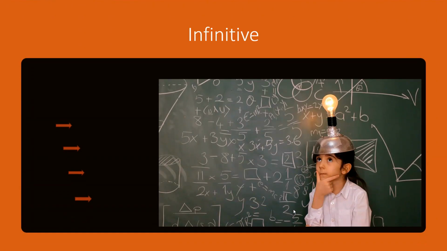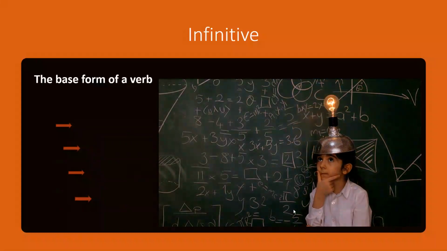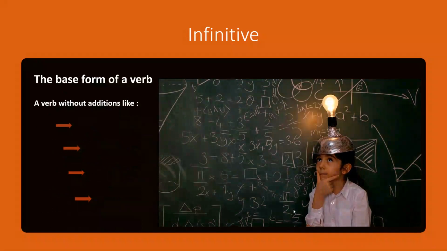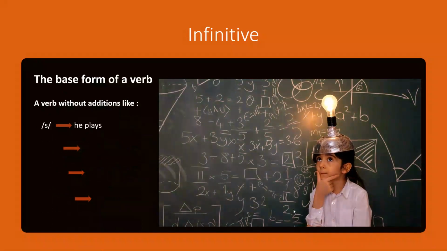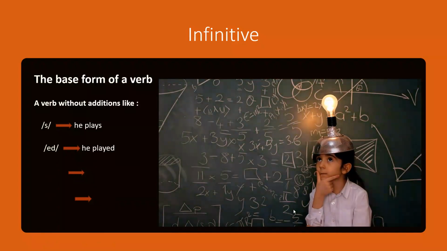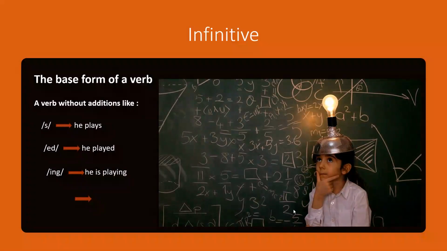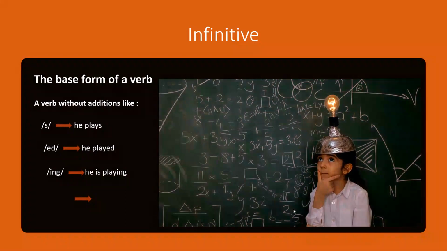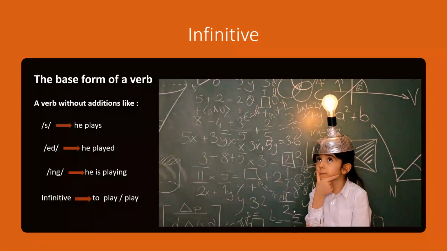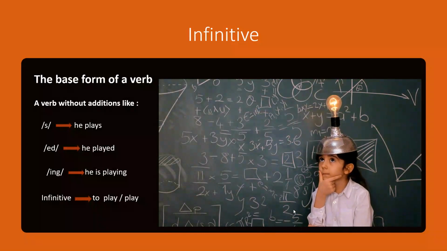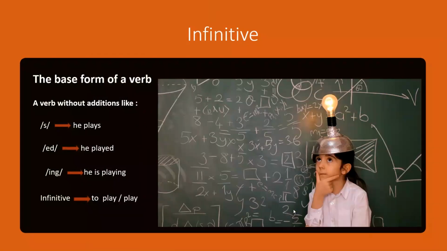The infinitive is known as the base form of a verb, which means a verb without additions. For example, the S of the third person singular, for example, he plays. ED of the simple past, he played. The ing of the continuous, he is playing. So the infinitive, we take off all the markers or additions and keep the verb in its original form.